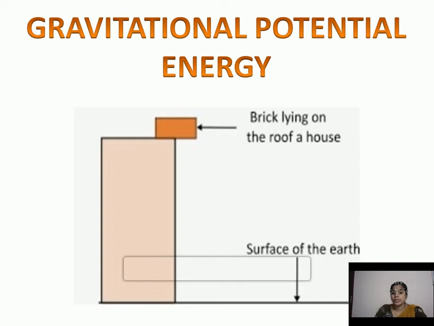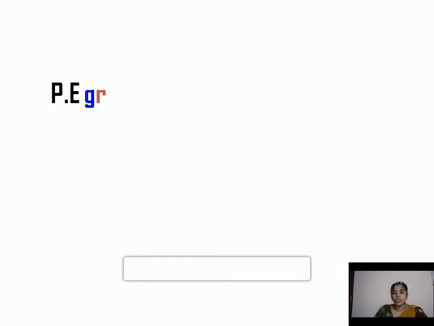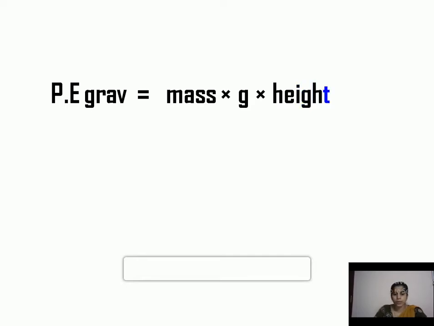So this relationship is expressed by the following equation. Gravitational potential energy equals what? Mass times g, where g means gravity, times height. Mass multiplied by gravity multiplied by height. So PE equals m times g times h. That means m multiplied by g multiplied by h.